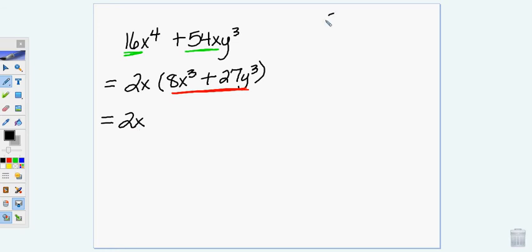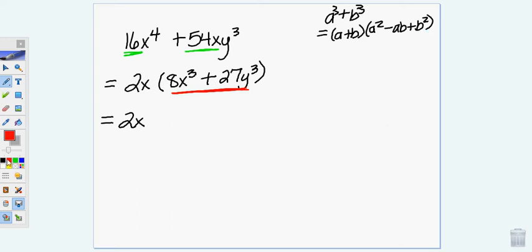Remember, really quickly, let's remind ourselves over here that the sum of cubes here looks like this: a plus b times a squared minus ab plus b squared. And that's what it looks like, okay? So what I want you to do here is figure out which term is your a term and which term is your b term.